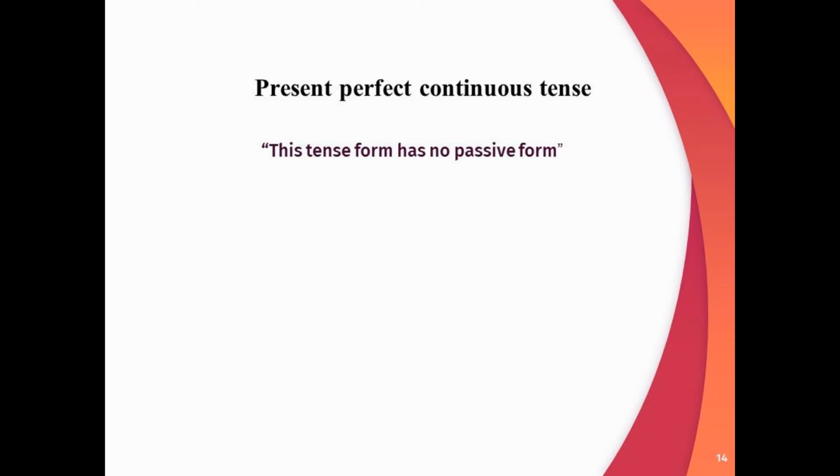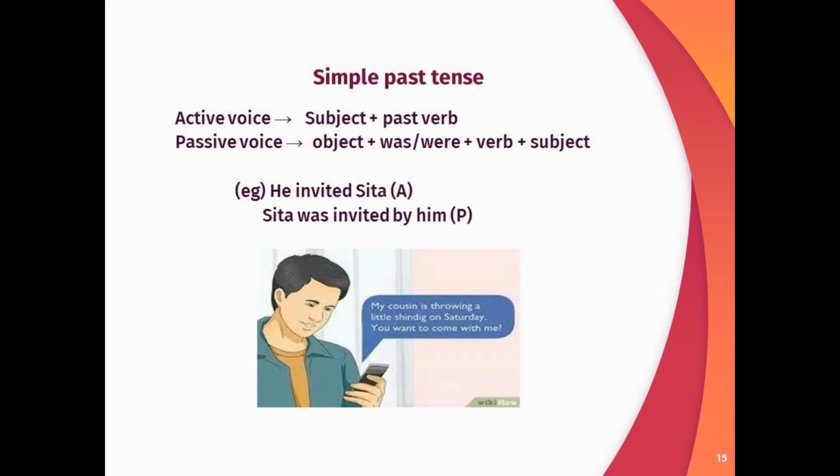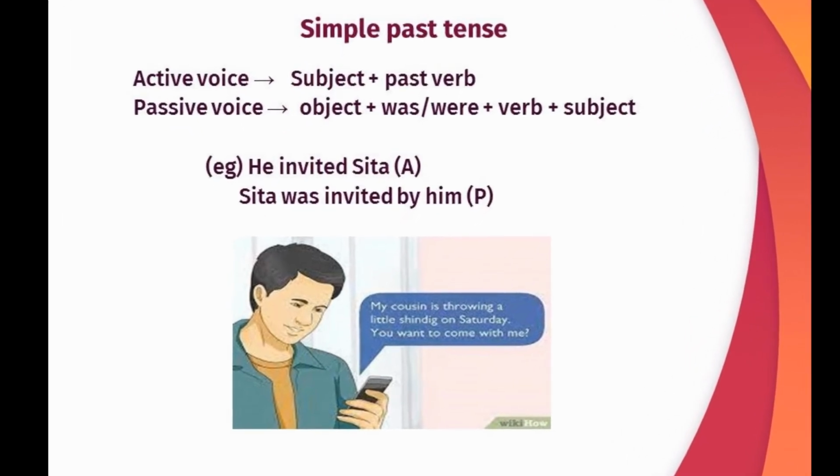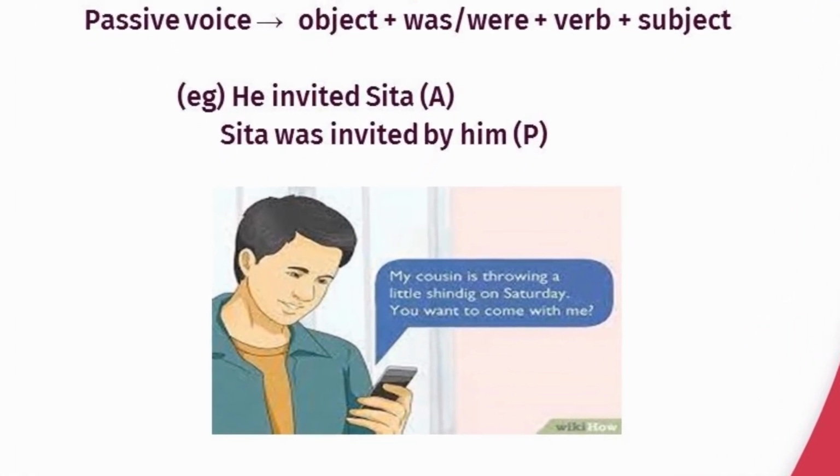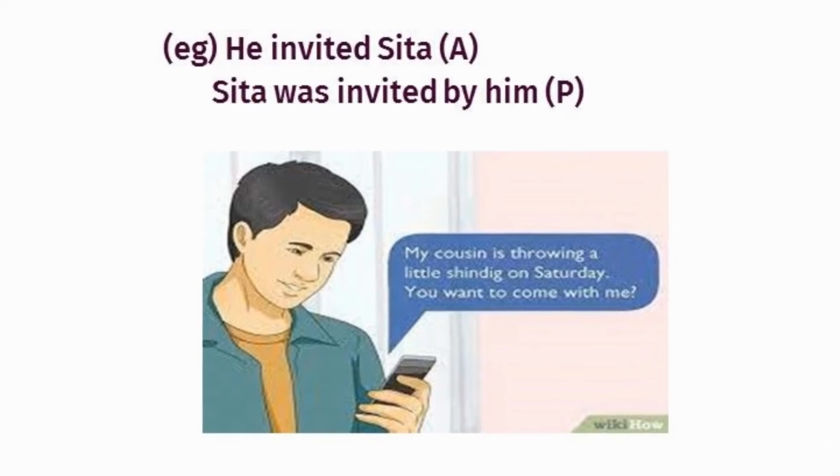Present perfect continuous tense. This tense form has no passive voice. Simple past tense. Active voice, subject plus past verb. When it comes to passive voice, object plus was or were plus verb plus subject. Example: he invited Sita. When it changes into passive voice, it becomes Sita was invited by him.